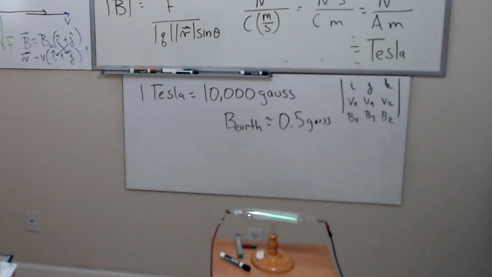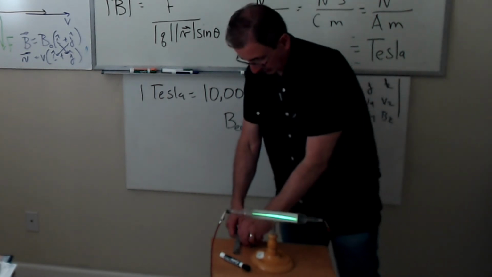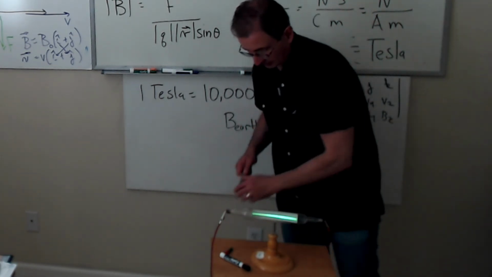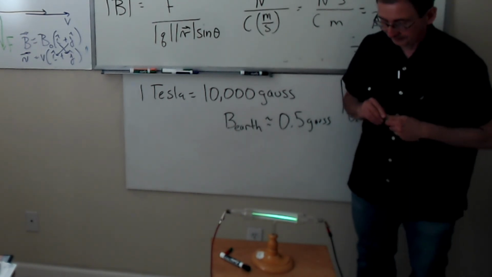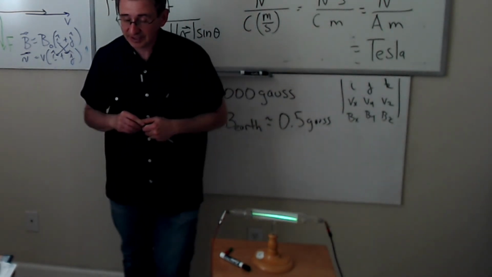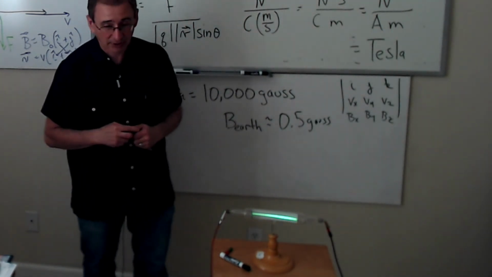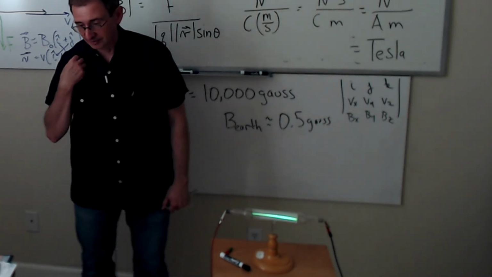Okay, let's focus on this. You see the green light? Yes. Okay. What is that green light? It's electrons. It's basically an indication that I have a beam of electrons going through that tube.